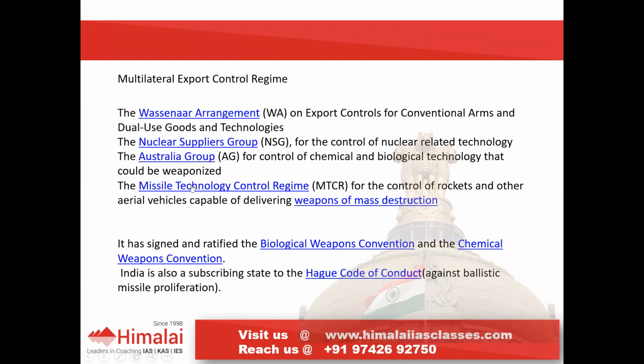And the next one is the Missile Technology Control Regime. What is this for? This is for the prevention of building missiles. If a country is not part of this MTCR, then that country cannot build missiles having a payload of more than 500 kg or a range above 300 kilometers. India became party to it recently, in 2016. Before that India couldn't extend the range.